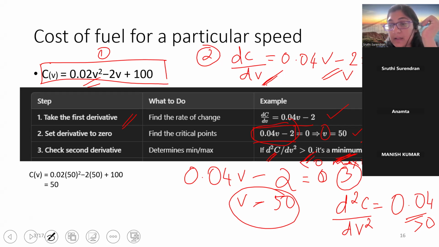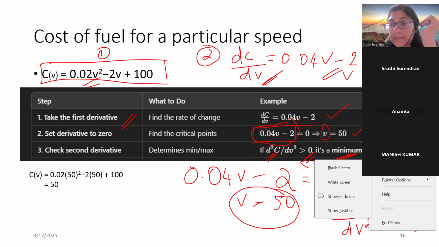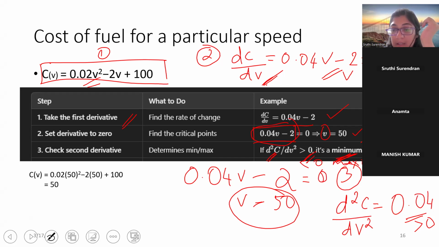So if we had got this value as something like minus 0.04, then it would mean that at the velocity v, the cost of petrol is maximizing. It is not minimizing. But since here we are getting the value of 0.04, which is greater than 0, it is a minimum value. So this is what is happening in optimization.